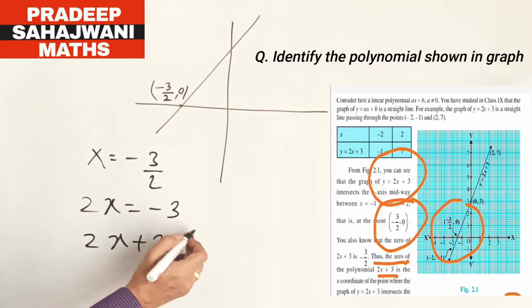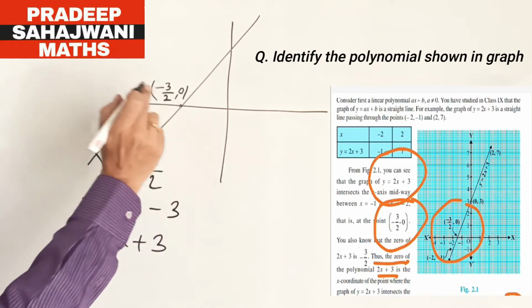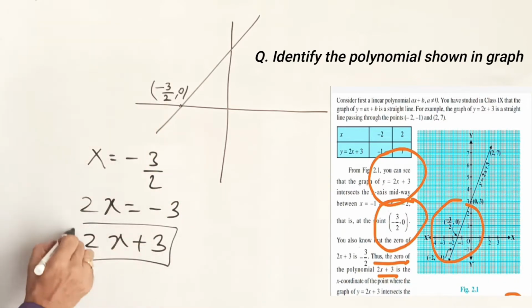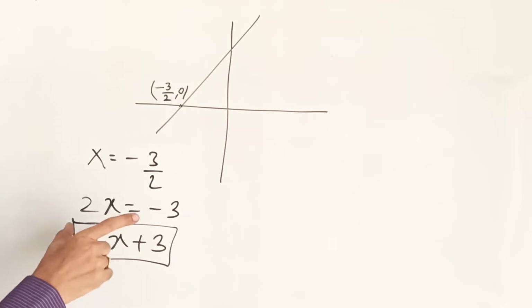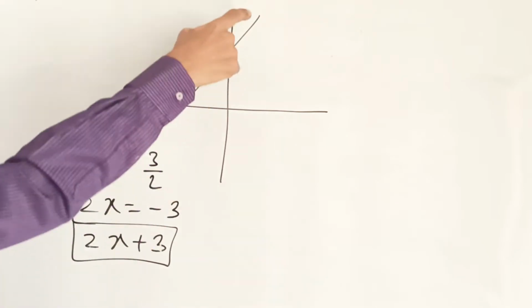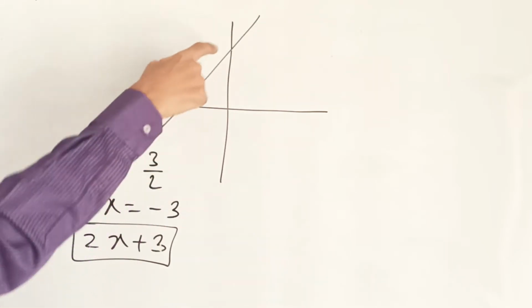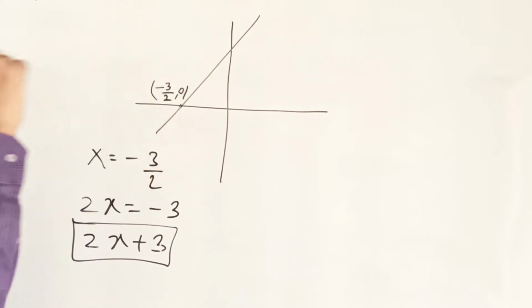We will not write this because we want to show the polynomial, not the equation. So our polynomial is 2x plus 3. So the answer is 2x plus 3. It means that 2x plus 3 is the polynomial shown by this graph. It intersects at -3/2, 0.